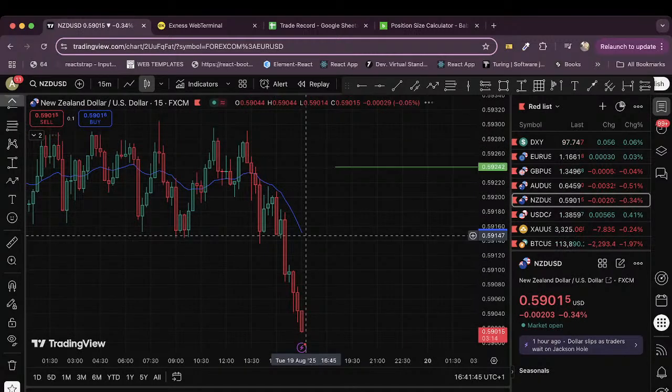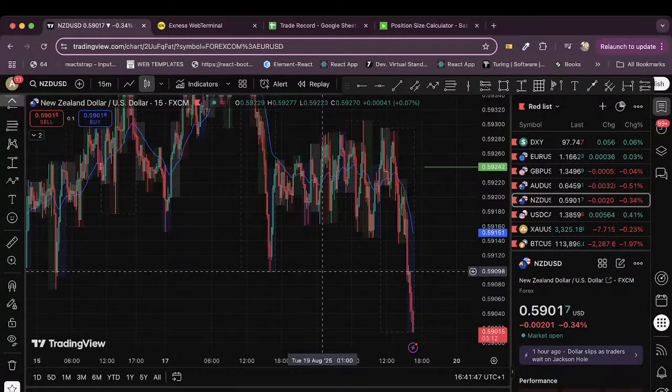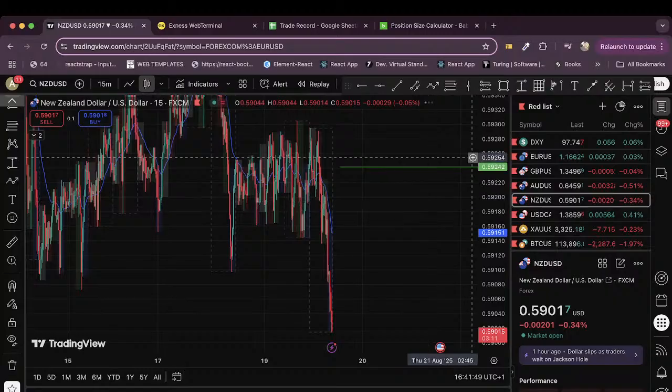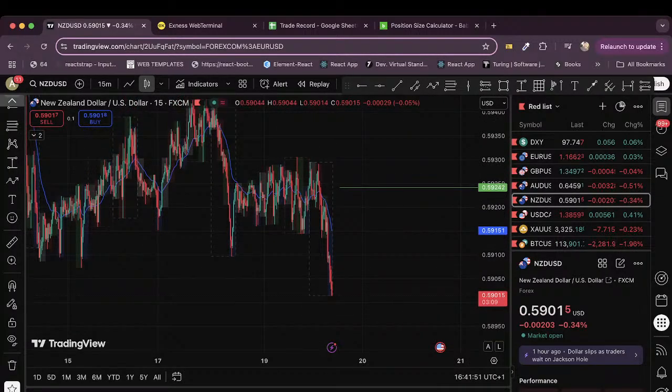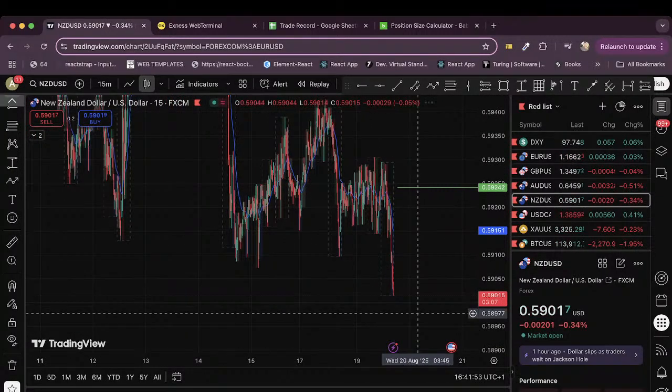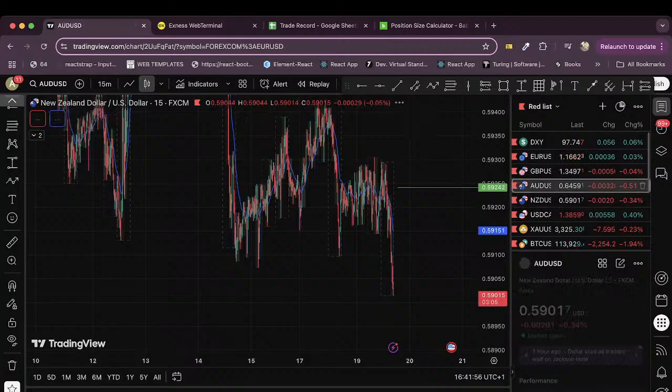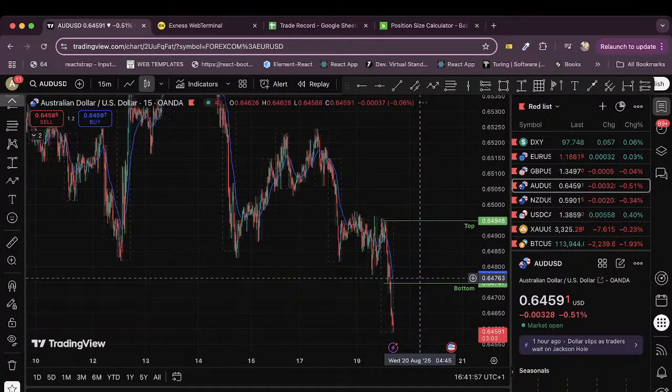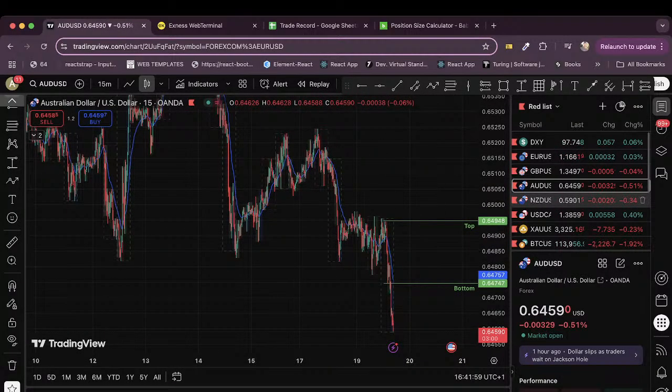New Zealand dollar is flying down. It's so sad we didn't grab it. It's just flying down, bro. Australian dollar, the same thing. It's flying down. Both of them share the same continent and they are neighbors, so it makes sense why both of them are moving in sync.